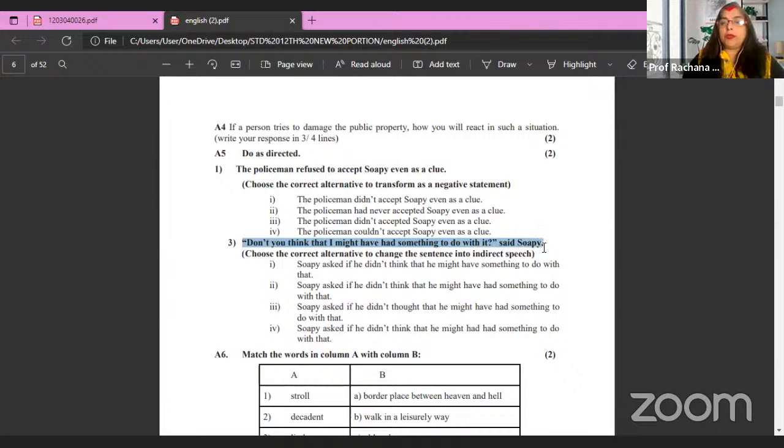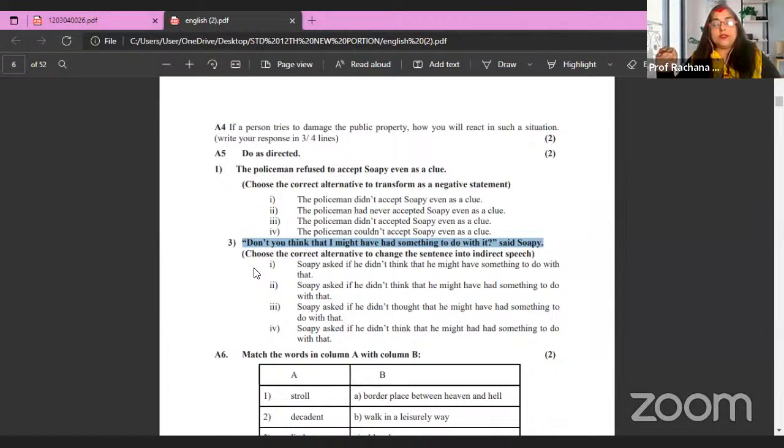Said Soapy. You have to select from this, please check out the correct answer. Students, please read the question. Don't you think that I might have had something to do with it? Said Soapy. First of all, take out this: your sentence given to you is an exclamatory, interrogative sentence.